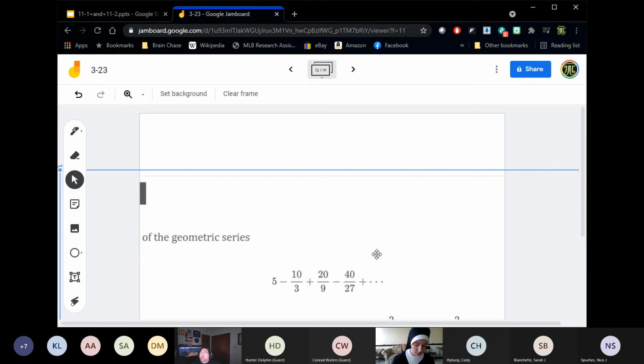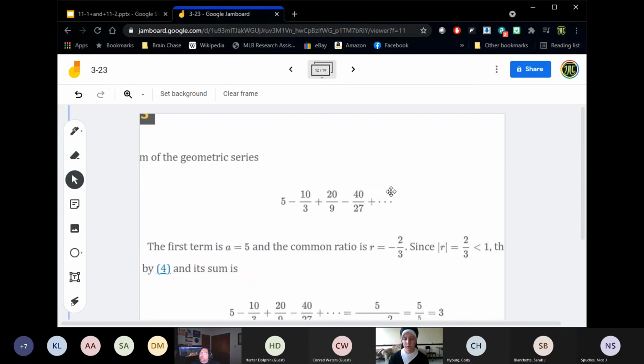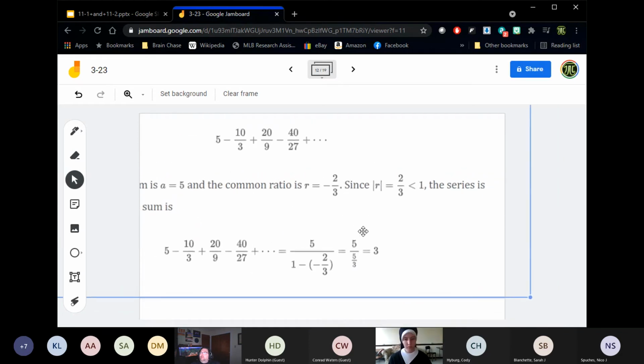Now, does this converge or diverge? If the ratio is -2/3, that's between -1 and 1. So this series is going to converge. And since it's going to converge, we can use a over 1 minus r to figure out what it converges to. So I have 5 over 1 minus -2/3, which is going to converge to 3. So the sum of this infinite series is going to be 3.